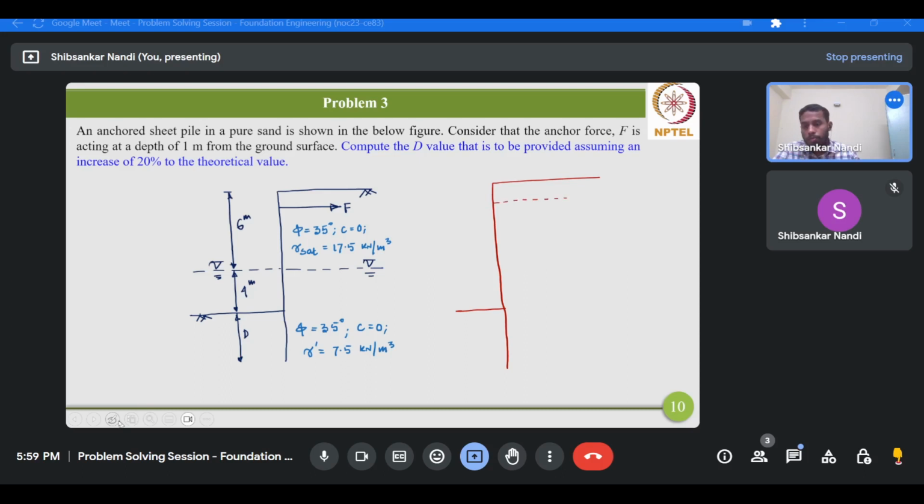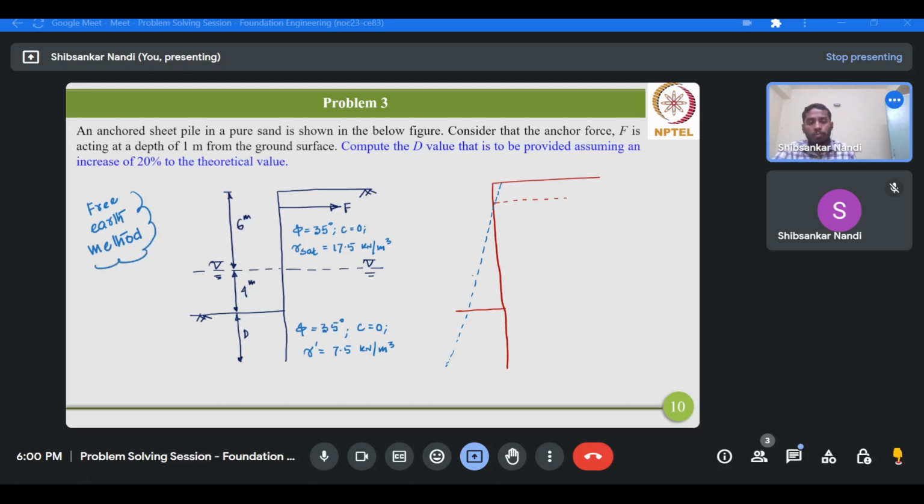With respect to this anchor, the wall will basically rotate. And please keep in mind, for the time being, we are basically considering the free earth method. So this is based on the free earth method.